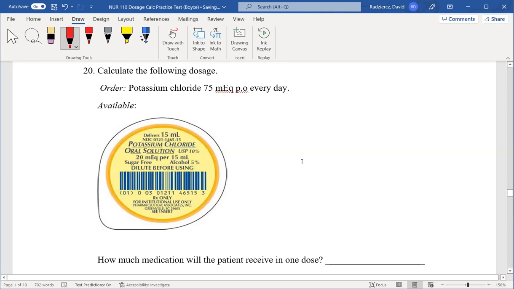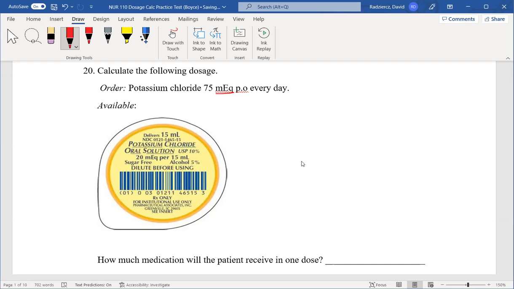Potassium chloride. Every time I see this question, students usually get hung up on this thing right here, milliequivalents. Milliequivalents just tells you that that's the unit of measurement that potassium chloride is available in. So it's no different than milligrams. It's no different than micrograms. It is no different than units like we saw in insulin and heparin. It's just the unit of measurement. What I care about is, can I convert milliequivalents to the quantity that I need for a dosage?